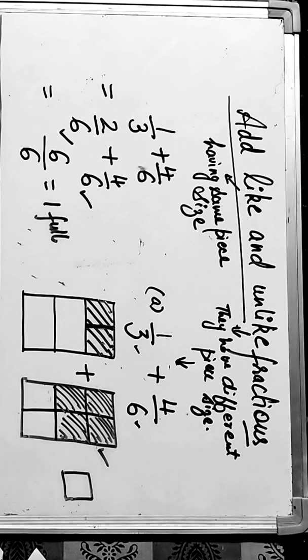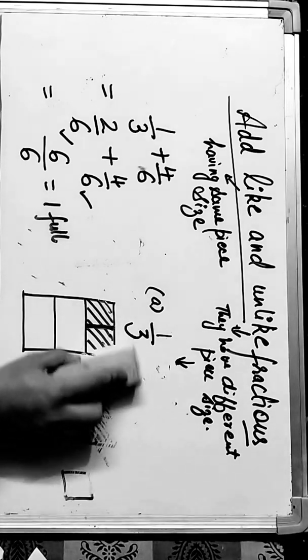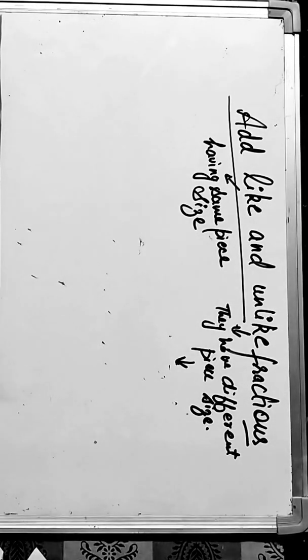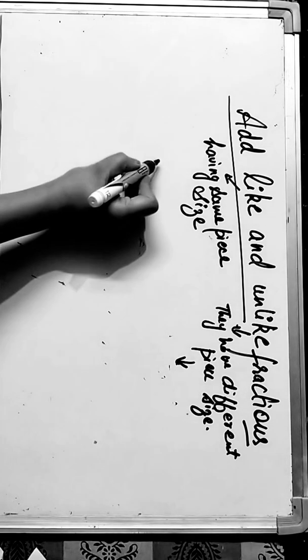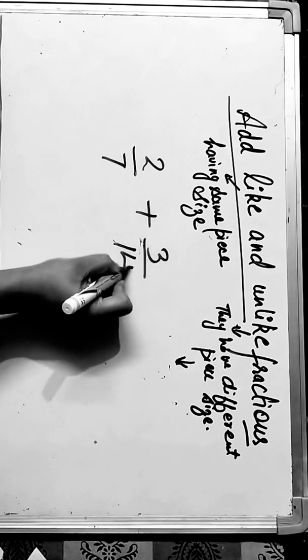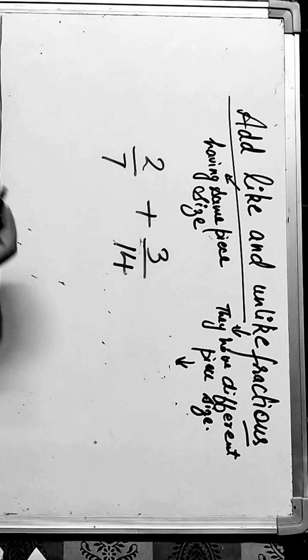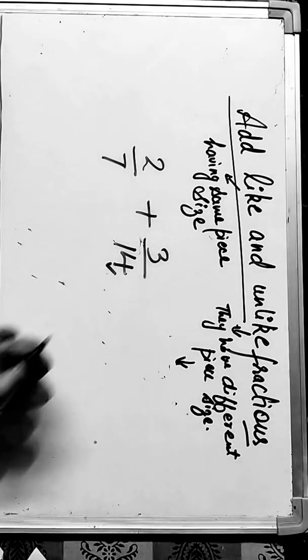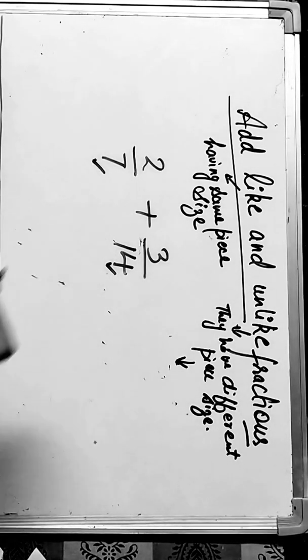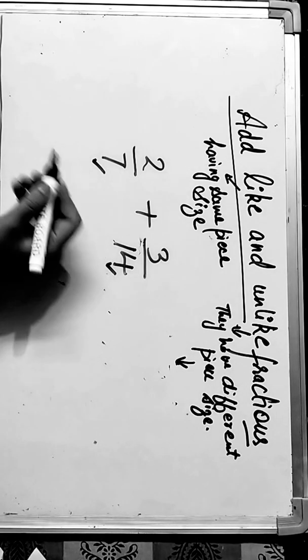So the whole thing is that we cannot add unlike fractions unless we make the denominators same. Okay, for example, if I have to add 2/7 and 3/14, now the number is getting bigger and bigger. So how can we make this piece size equal? This is 14 pieces, there are 7 pieces. So there is a way we can do it. We need to make the piece size same.